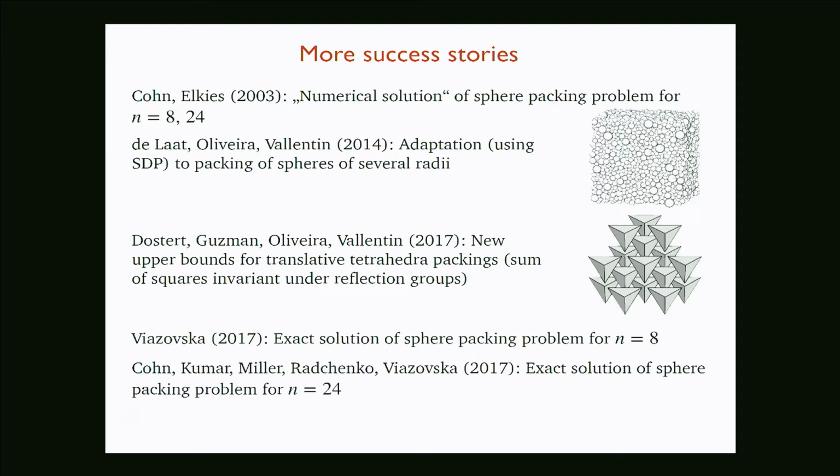And then one week later, after Maryna's breakthrough, Henry Cohn, Abhinav Kumar, Stephen Miller, Danylo Radchenko, and Maryna could find the exact solution of the sphere packing problem in dimension 24. Again, using modular forms to construct the optimal solution for the theta number for the corresponding problem here.